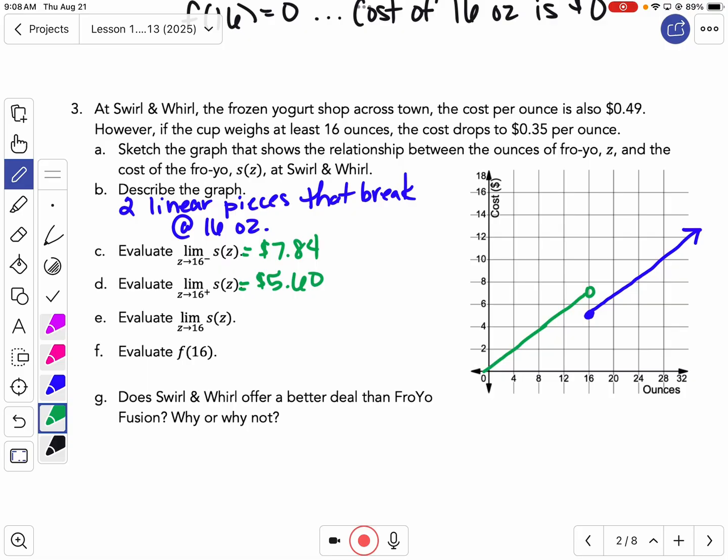What about the limit as we approach 16? Just looking at that graph, it doesn't exist, okay? It does not exist. Those two left and right limits are different, so it doesn't exist. And then F at 16, all right, is $5.60. So let's write a piecewise function.